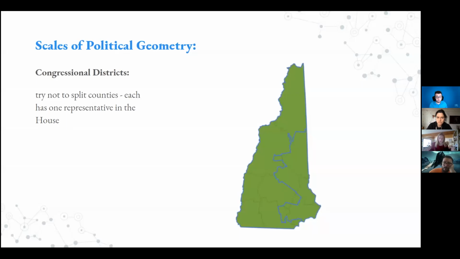And then the last one is congressional districts. So everyone in your congressional district has one representative in the House. And this is the main thing that we're looking at drawing in different ways, whether gerrymandering is occurring here so that there's misrepresentation in Congress.